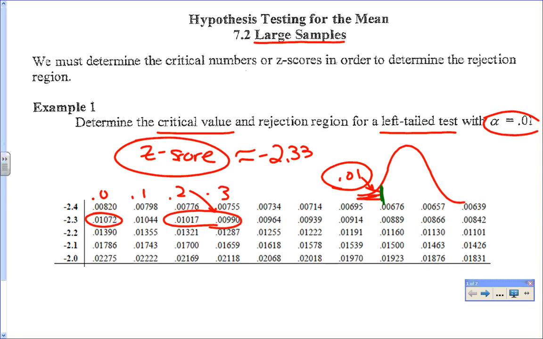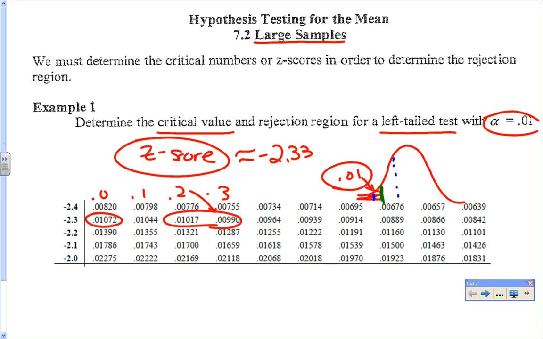So what if I do the problem and I get a z-score of -2.5? -2.5 would fit right in there, correct? Right, -2.5 for a z-score? So then I would reject the null, right? What if I got a z-score of -1.5? Well, that's right about there, correct? Is it in the rejection region? No. So am I going to reject the null?